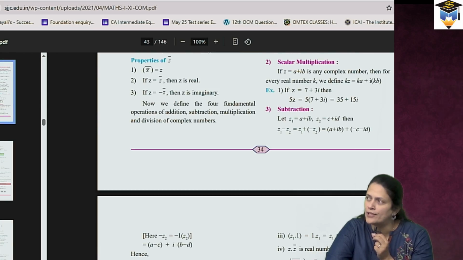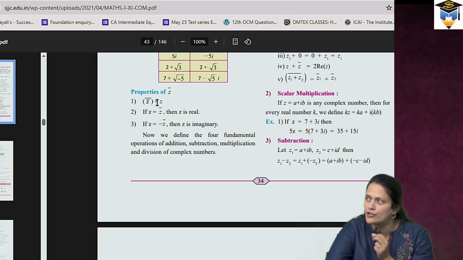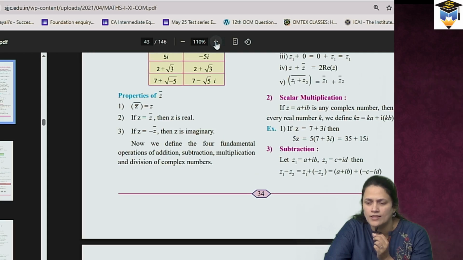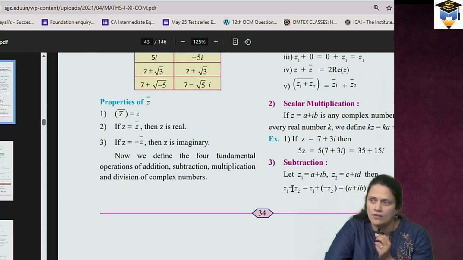Now these are the properties which I am talking about: properties of complex number. Z bar, is it visible to you on the screen? Please write down the properties. If z bar bar is equal to z. If z is equal to z bar, then z is a real number. If z is equal to minus z bar, then z is an imaginary number. Easy to understand? All of you?